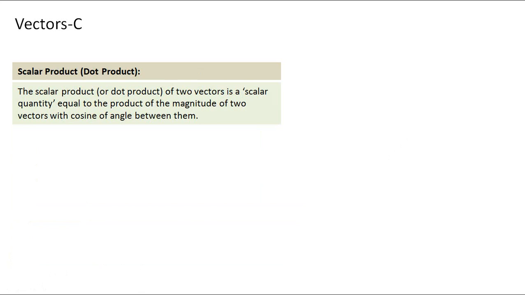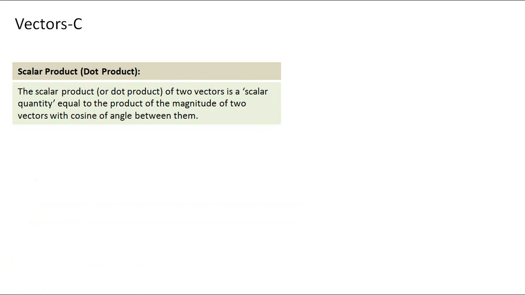In the previous case we saw a real number multiplied by a vector. What happens if one vector is multiplied by another vector? There are 2 kinds of multiplications possible. The first kind of multiplication results in a scalar quantity. When we multiply 2 vectors and the result is a scalar quantity, that kind of multiplication we call a scalar product. Another name for that is the dot product. We will see the reason why it is called dot product.